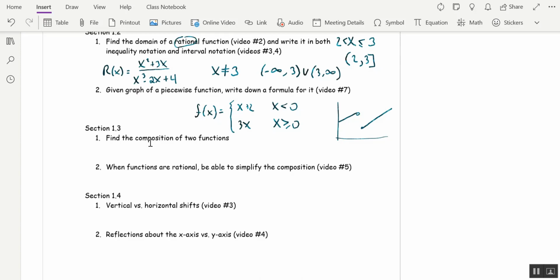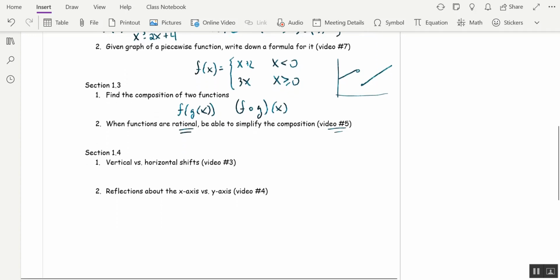So composition is different from multiplication. The notation is f of g of x, or some people write f composed with g of x. That round circle means composition. And of particular importance is, once you've found the composition, you need to know how to simplify it, especially when the functions are rational. And so I have a video for that. It's video number 5, and I strongly suggest you watch that.